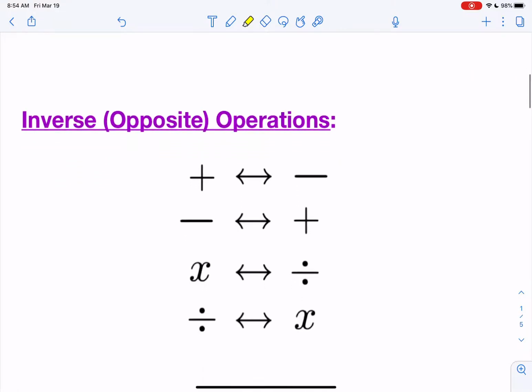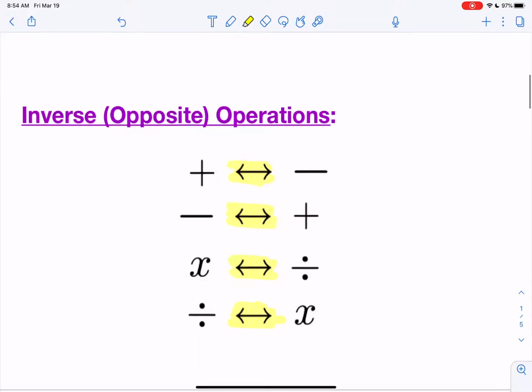Also, inverse math operations: inverse means opposite, so the opposite of addition is subtraction, the opposite of subtraction is addition, the opposite of multiplication is division, and the opposite of division is multiplication.